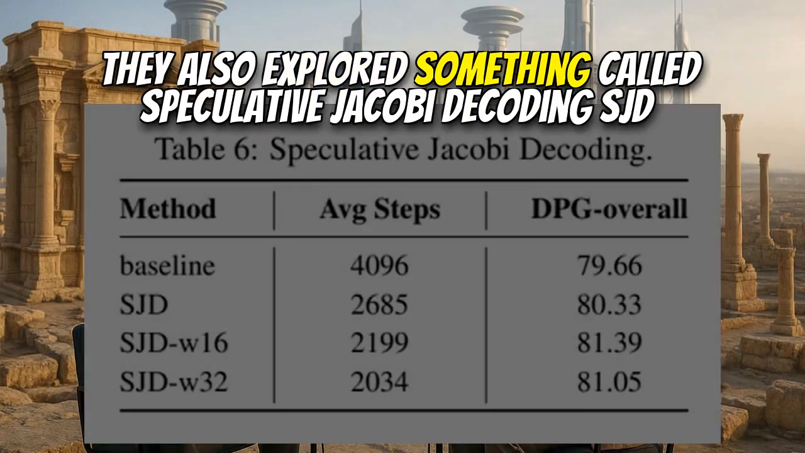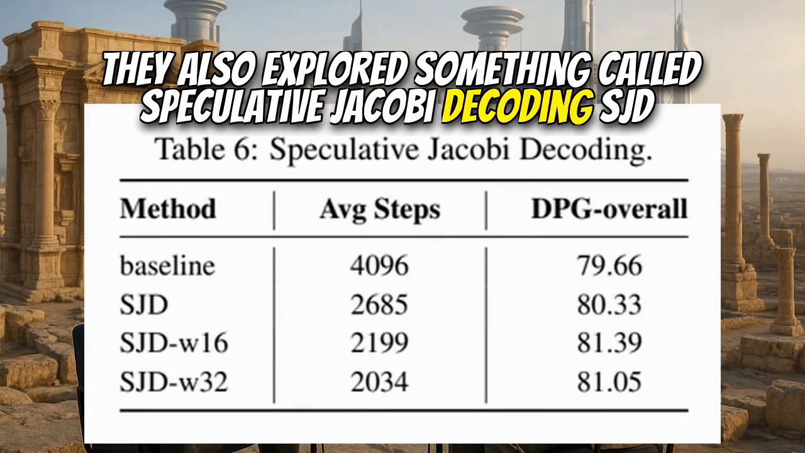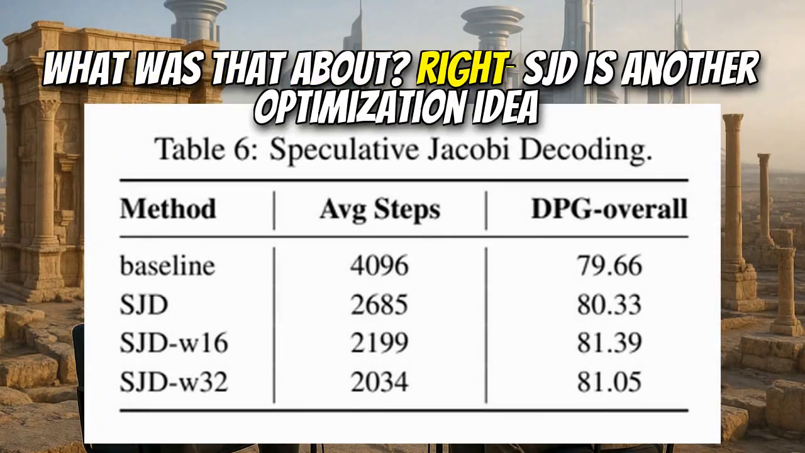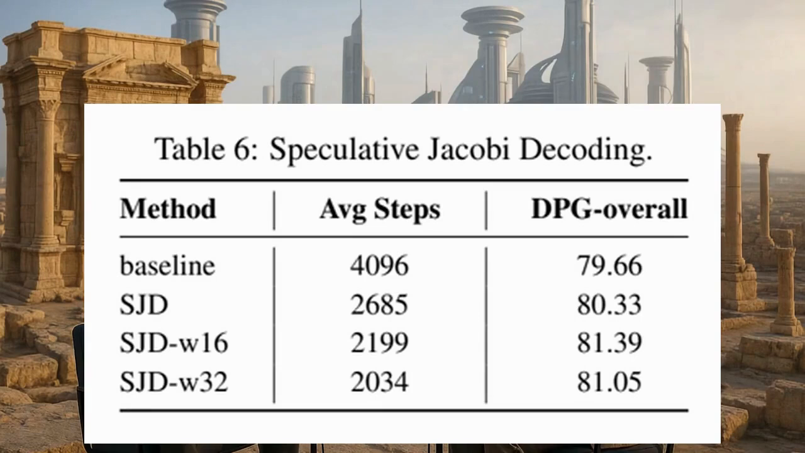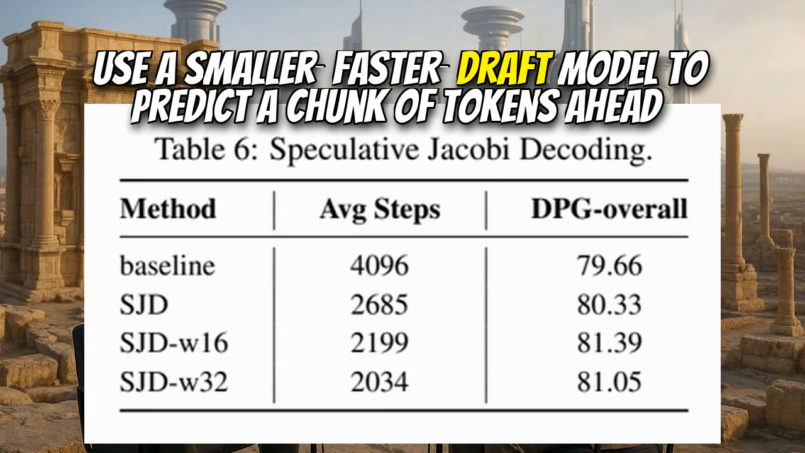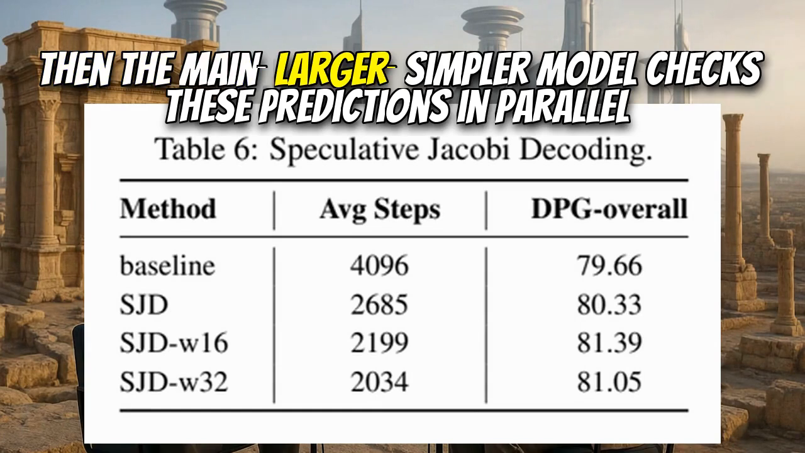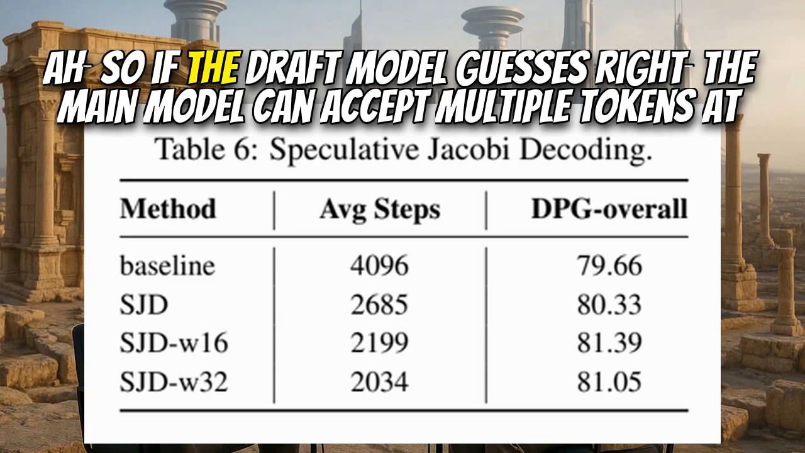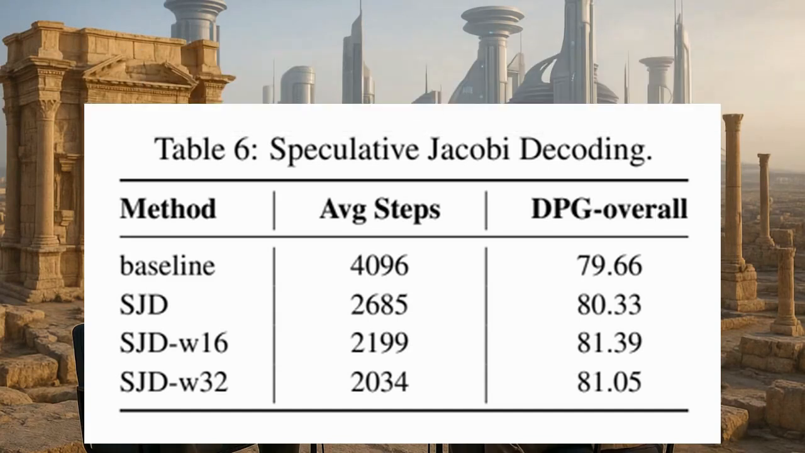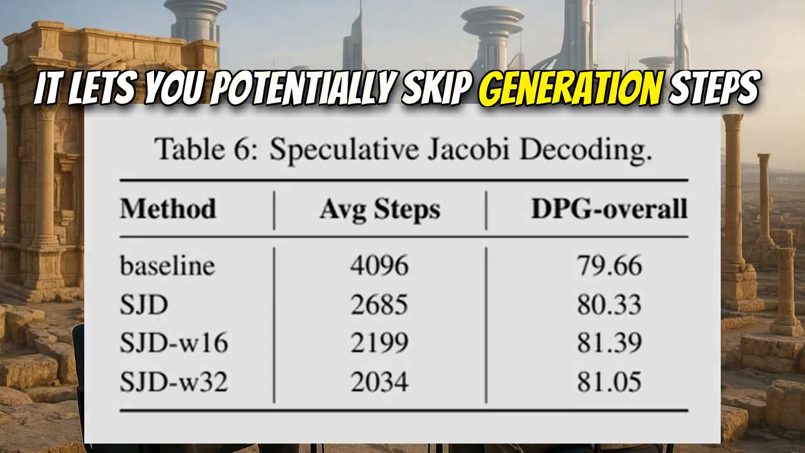They also explored something called Speculative Decoding, SJD. What was that about? Right, SJD is another optimization idea. You use a smaller, faster draft model to predict a chunk of tokens ahead. Then the main, larger SimpleAR model checks these predictions in parallel. So if the draft model guesses right, the main model can accept multiple tokens at once. Exactly. It lets you potentially skip generation steps.